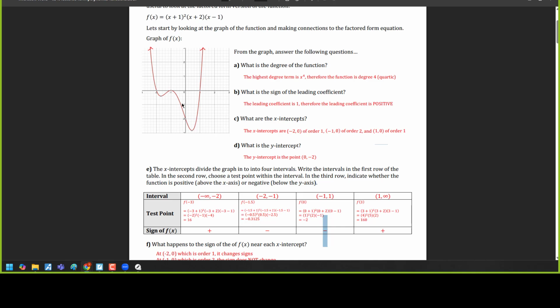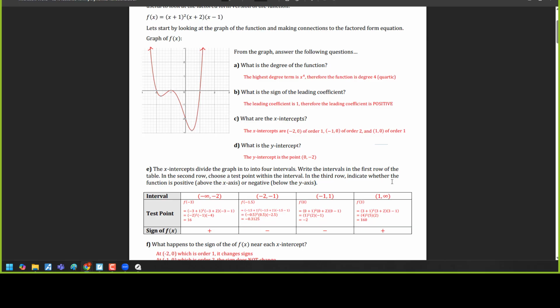So it's still below, which it is. And then finally, at this x-intercept of +1, it's back in the positive section. So we have that positive sign. So these intervals, these segments, these test points are used to help us graph the function when we aren't given the graph, when we're given the equation in factored form though.